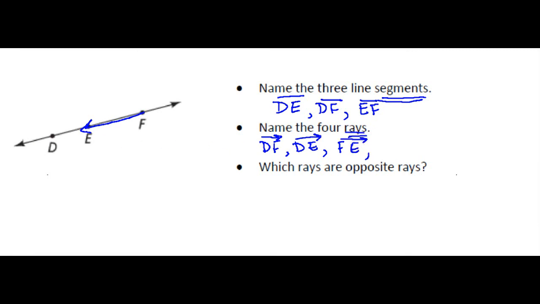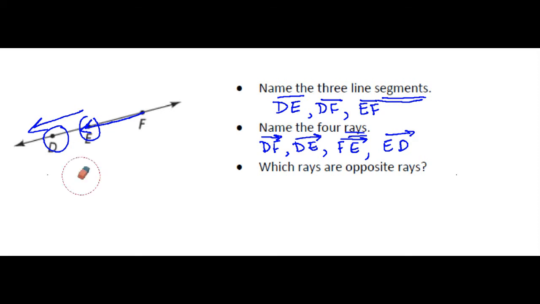And then let's do one more. Let's use E and D, indicating going this way. So we'll use E and D, E being the endpoint. All right, moving on.